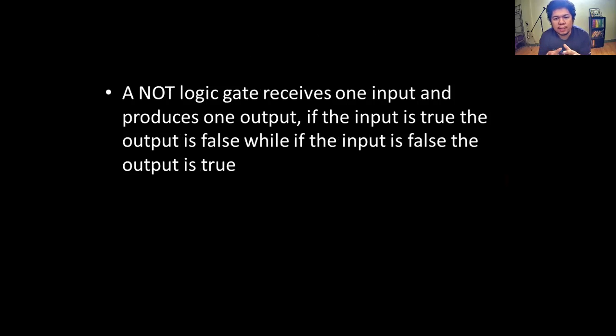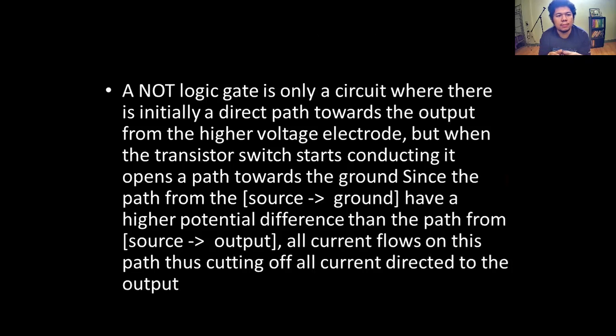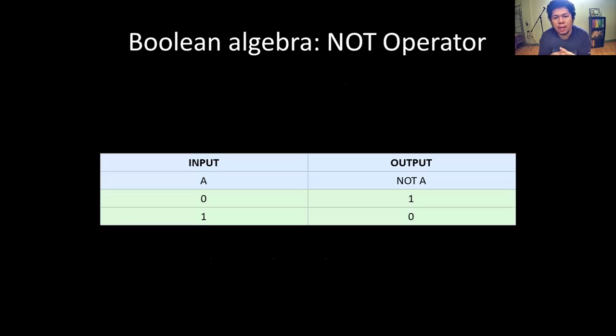A NOT logic gate receives one input and produces one output. If the input is true, the output is false, while if the input is false, the output is true. A NOT logic gate is only a circuit where there is initially a direct path towards the output from the higher voltage electrode. But when the transistor switch starts conducting, it opens a path towards the ground. Since the path from the source to ground has a higher potential difference than the path from source to output, all current flows on this path, thus cutting off all current directed to the output. Here is the truth table for the NOT operator.